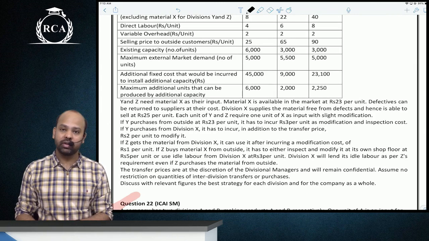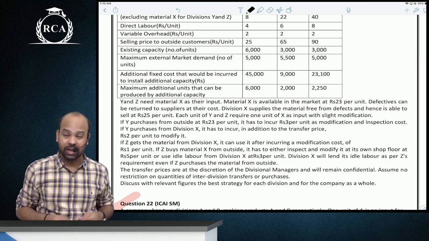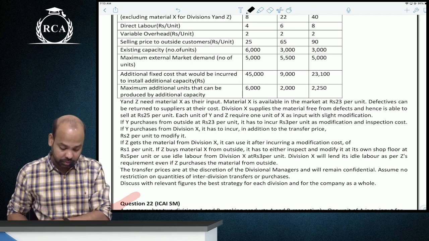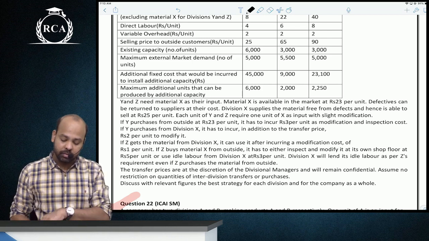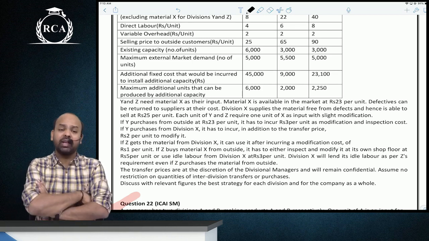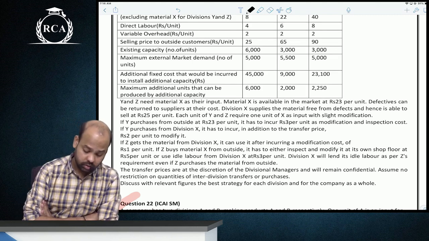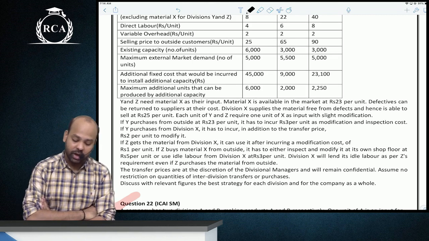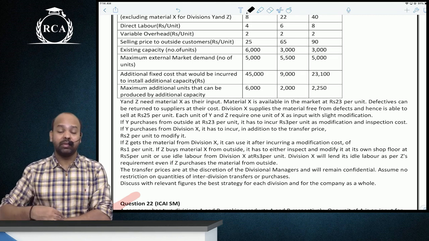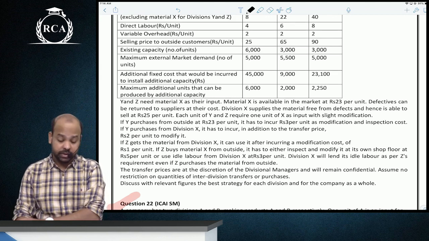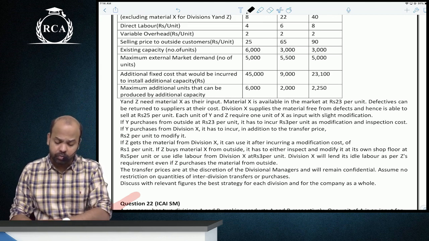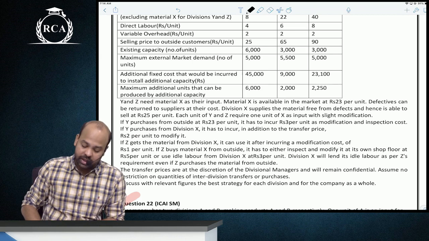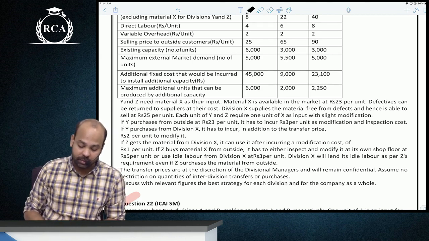This is different from the previous question, guys. In the previous question, it was X to Y and then Y to Z. Here, guys, Y and Z need X as their input. Material X is available in the market at 23 rupees. Defectives can be returned to suppliers at their cost. Division X supplies material free from defects and hence is able to sell at 25 rupees per unit. So, guys, there is a similar product available in the market at 23 rupees, but because we are selling a defect-free product, we are able to command a higher price, and we are selling it at 25 rupees. Each unit of Y and Z requires 1 unit of X with slight modification.